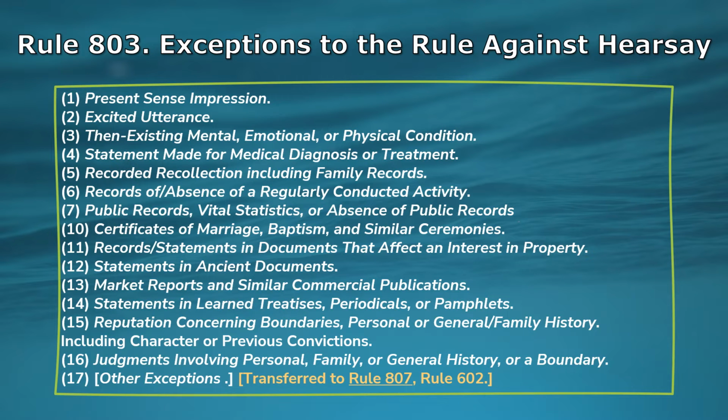These are the exceptions, which is going to be under Federal Rules of Evidence, Rule 803, exceptions to the rule against hearsay. And I'm going to list some of these. There are other exceptions, which is number 17 down at the bottom. And you could also go to Rule 807 or Rule 602 to look at other things. I will also have the link in the description where I got these from, and you can look at further details of explanations of some of this stuff.